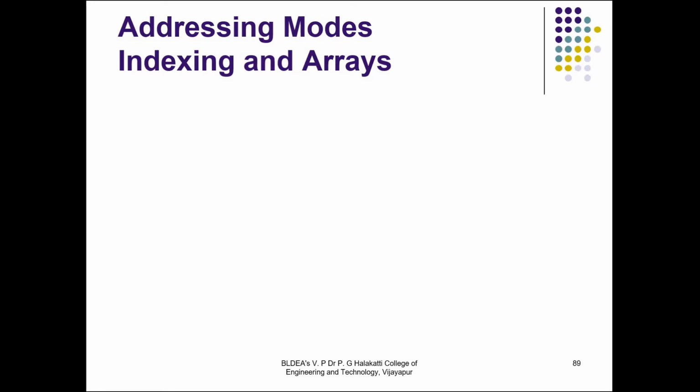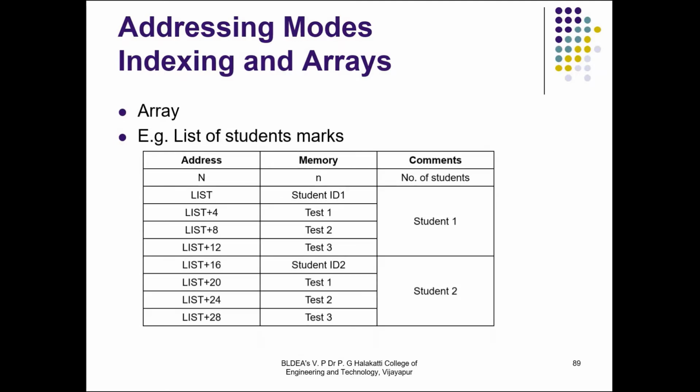Now, arrays we will study with an example of how it is implemented. Let's see one example wherein a list of students' marks is given. The list of student marks is stored in memory in this fashion, as shown in the figure. It contains the student ID and 3 test marks.